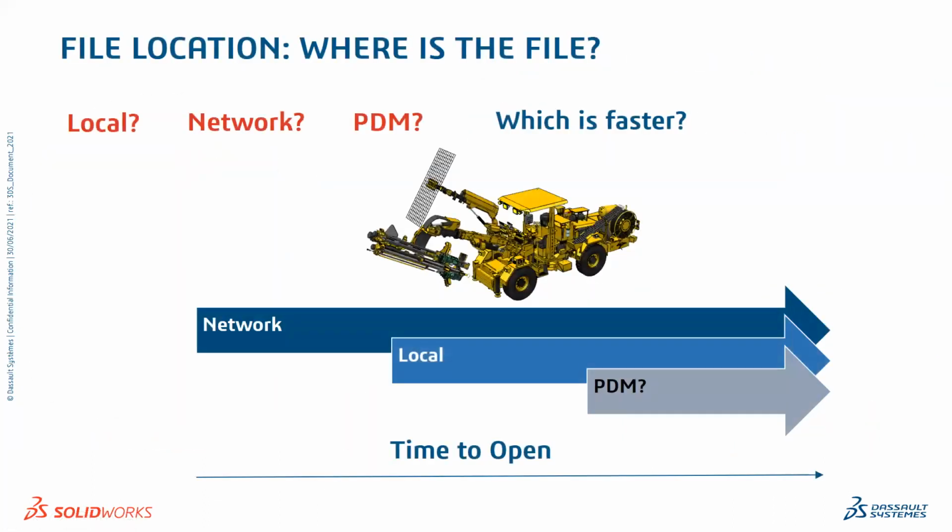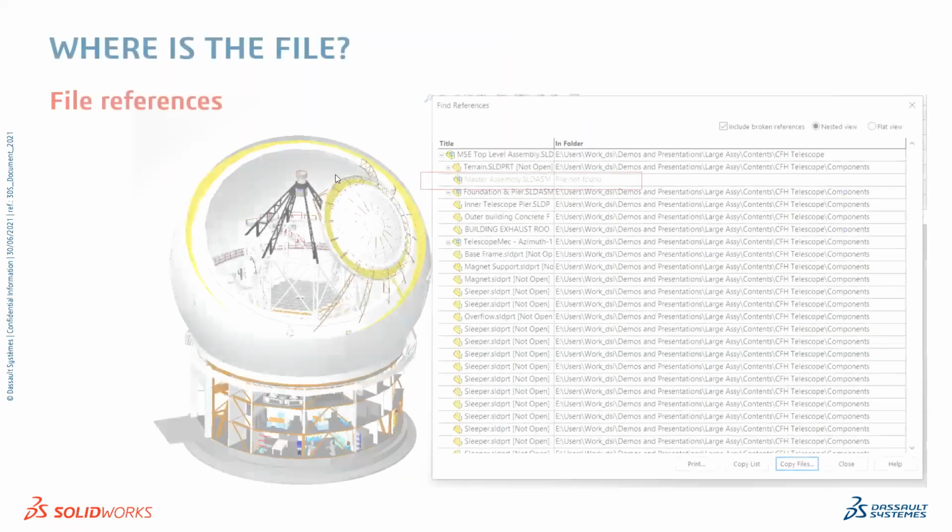I have one more question for you, and you can comment on it. To open this kind of larger assembly, which one would you prefer, or which one will perform faster: opening from a local drive, from the network, or from PDM? With the image I've shown here, you can guess. We'll try to find out the answer.